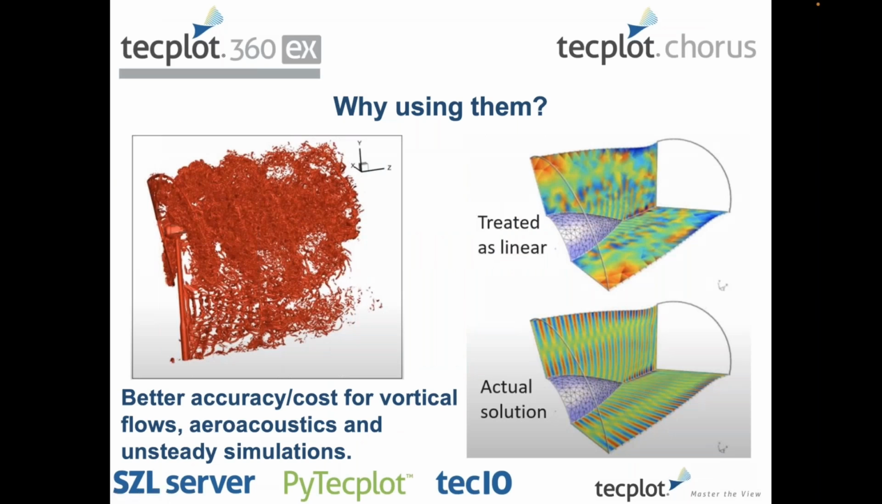Sorry, sure. So at the top, you see what it looks like if you treat it as a linear solution, linear elements, whereas the actual solution at the bottom is very different from what you would represent treating that as a linear set of elements.